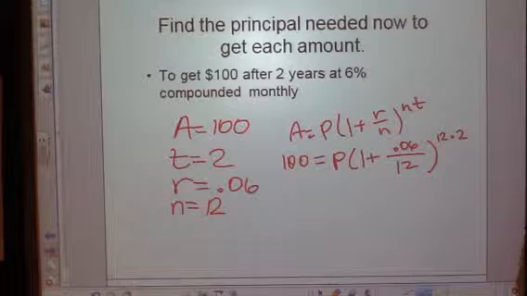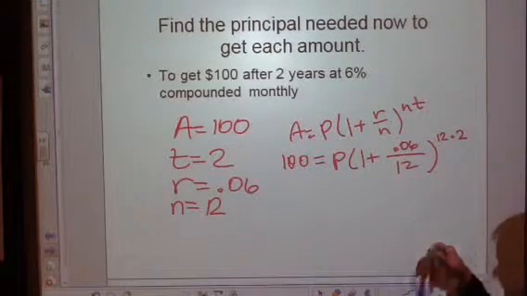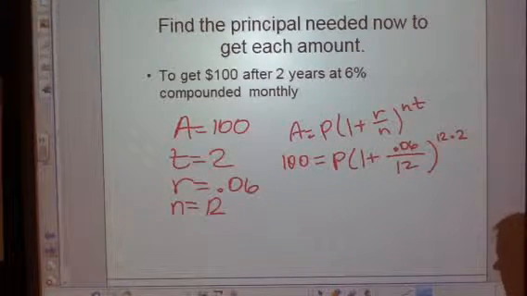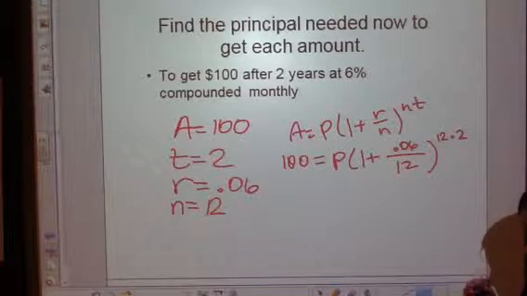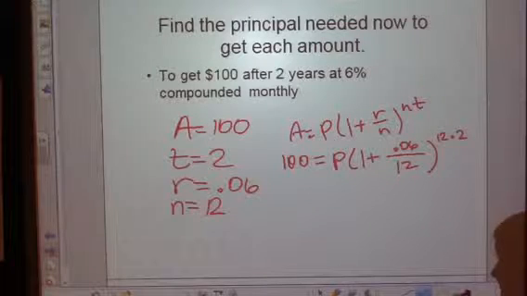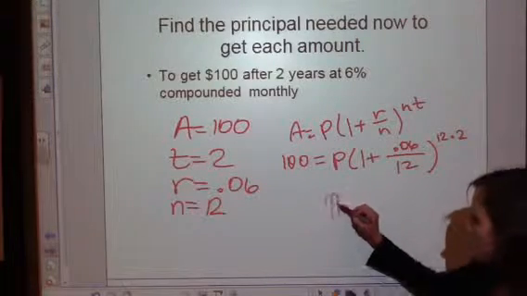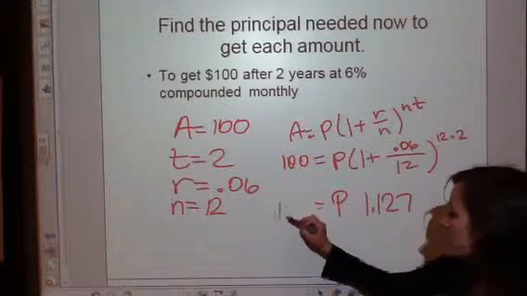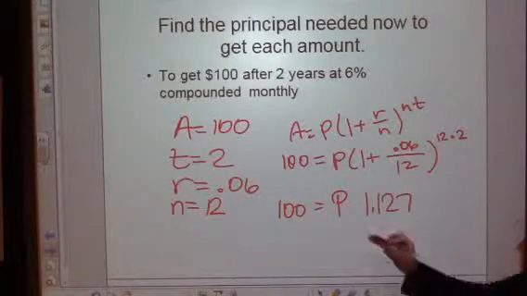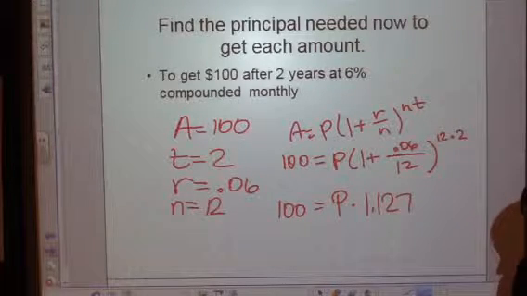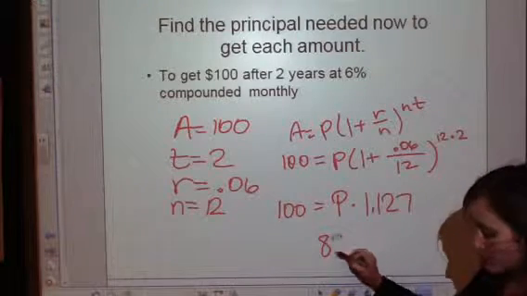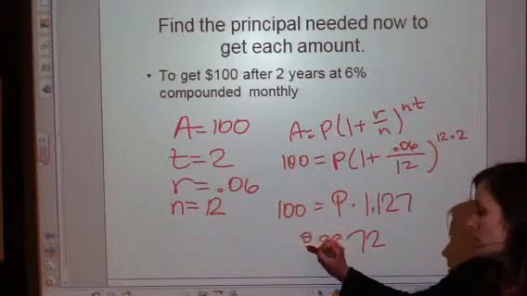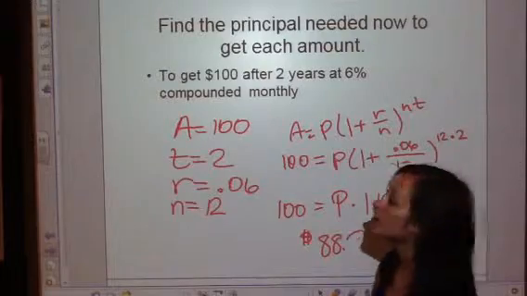So how would you solve for P? Well, let's figure out what all of this is. I'm going to go parentheses 1 plus 0.06 divided by 12, close the parentheses, to the 24th power, which is 1.127. So P times 1.127. So how would you solve for P? Divide 100 by that, and you get $88.72. That is what you would have to deposit in the account to be able to make $100.